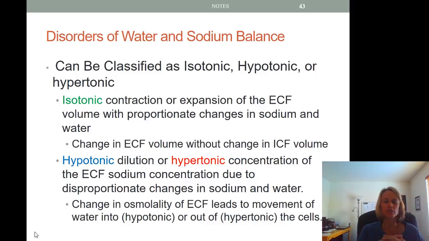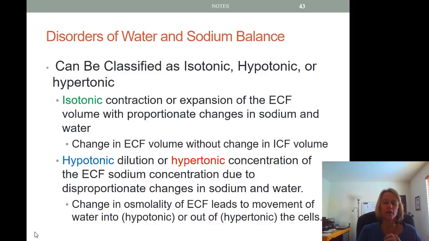Okay, so disorders of water and sodium balance, they kind of have to be considered together because water follows sodium. These disorders can be classified as isotonic, hypotonic, or hypertonic. We can have isotonic contraction or dehydration or isotonic expansion of the extracellular fluid volume with proportionate changes in sodium and water. So here's where we have a change in the extracellular fluid volume, either a decrease or an increase, but without a change in intracellular fluid volume, so it's isotonic.